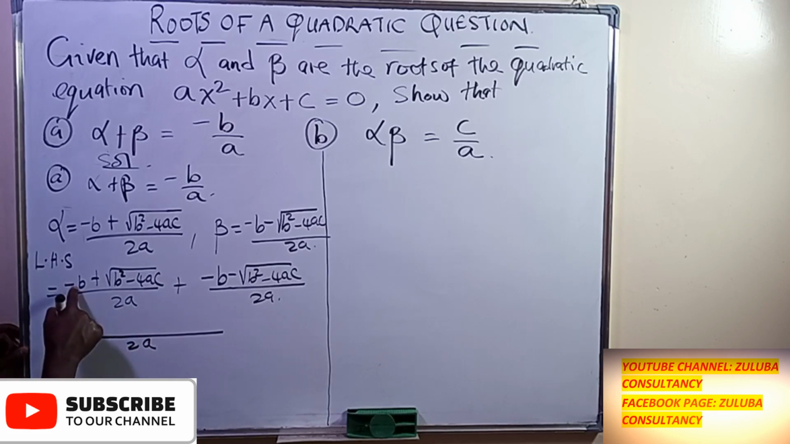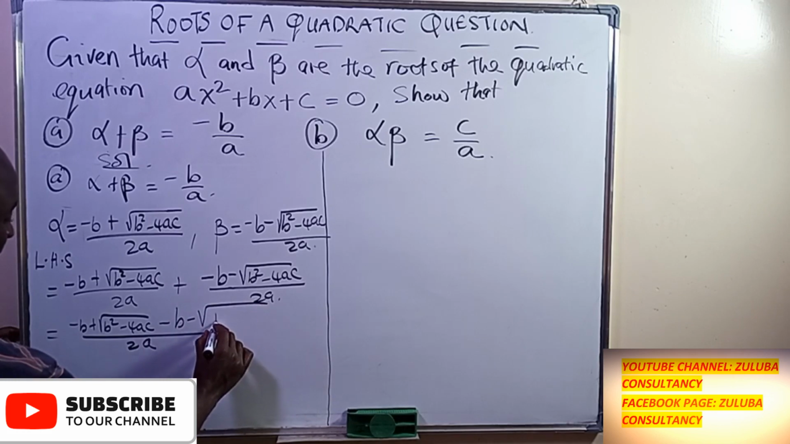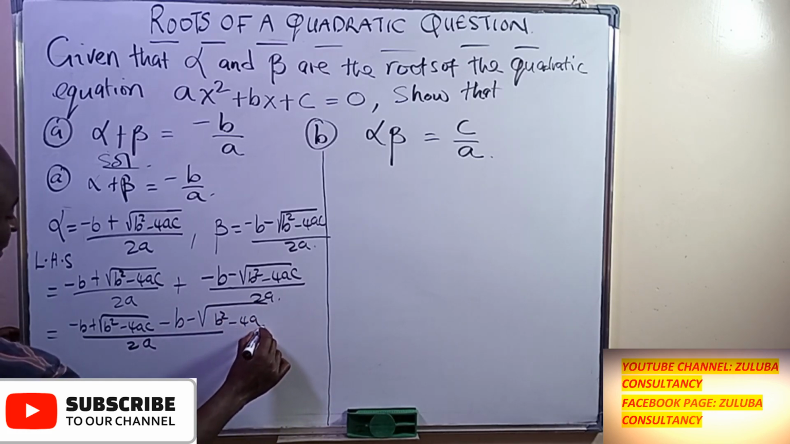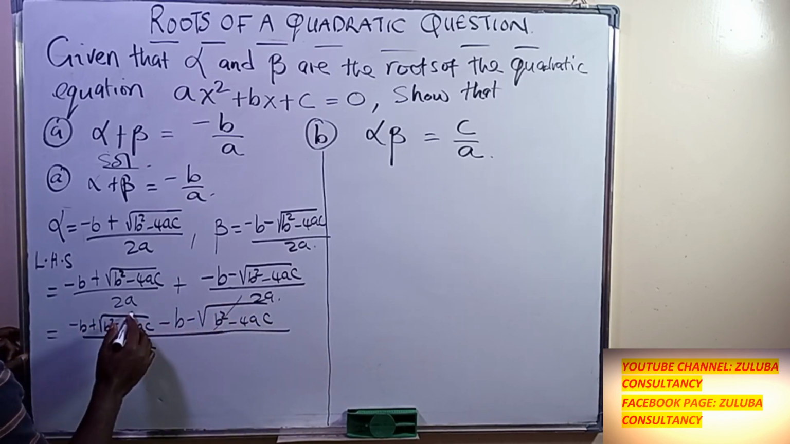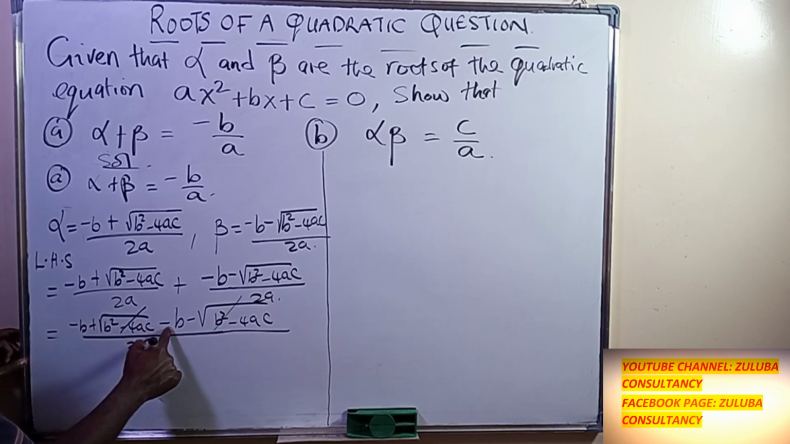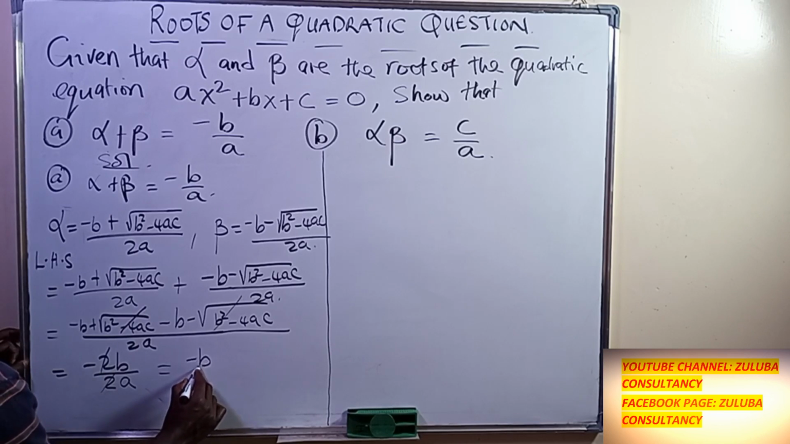2a into 2a, we get 1. 1 multiplied by the numerator, we get negative b plus square root of b squared minus 4ac. Then this into this, we get 1. 1 multiplied by this, we get minus b minus square root of b squared minus 4ac. Now, when you look at this, this is plus, this is minus. These terms are going to simplify. Negative b minus b, we get minus 2b all over 2a. These can simplify. We end up having negative b over a.